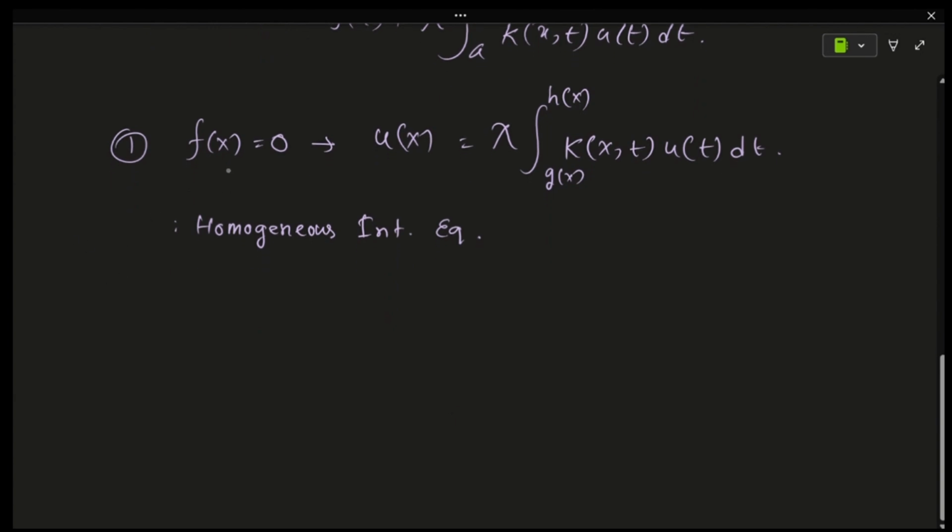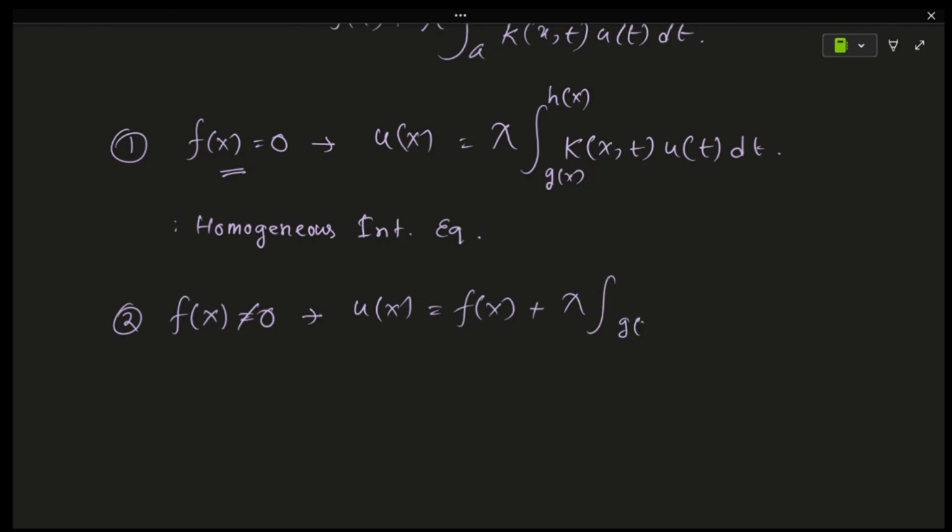And if the f of x is not 0, so there are some terms outside the integral sign at the right hand side, then it looks like this, which we wrote a few minutes ago. And this is known as a non-homogeneous integral equation.